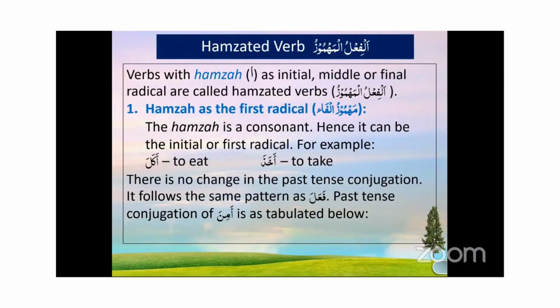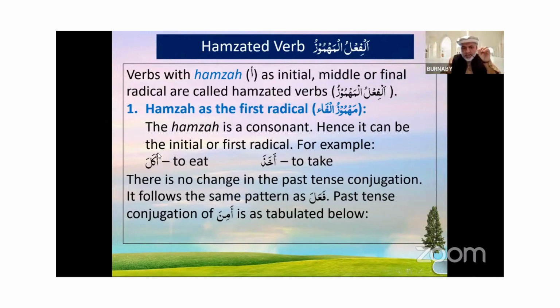Yes, Brother Tariq. Okay. So Hamza is a consonant. Hence, it can be the initial or first radical. For example, akala. Have you seen this word in the Quran? Akala. Yes. Hamza is also written with an alif, correct? But then there is a haraka on it, right? It is in Surah Tabarak alladhi, Surah Mulk: Amintum man fis-sama'i an yakhsifa bikumul-arda. Jazakallah khair. The meaning of akala is to eat.